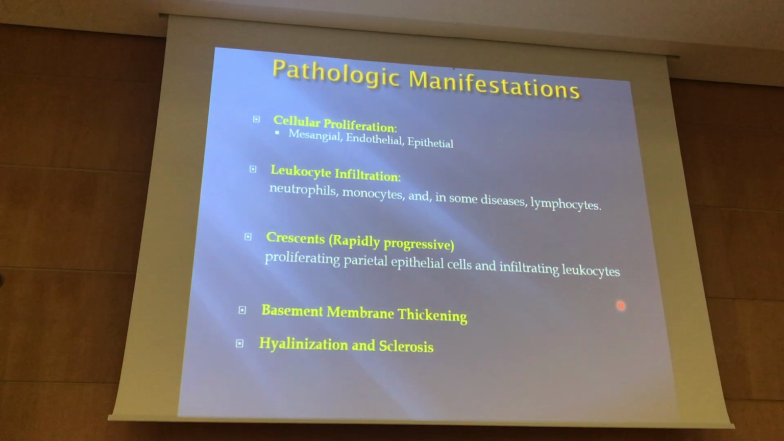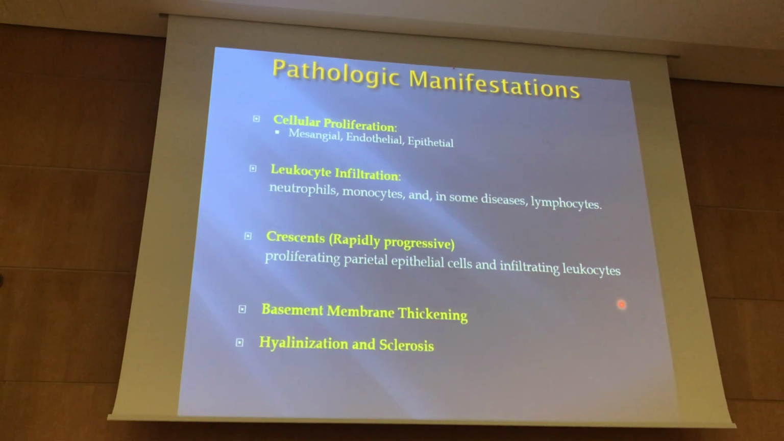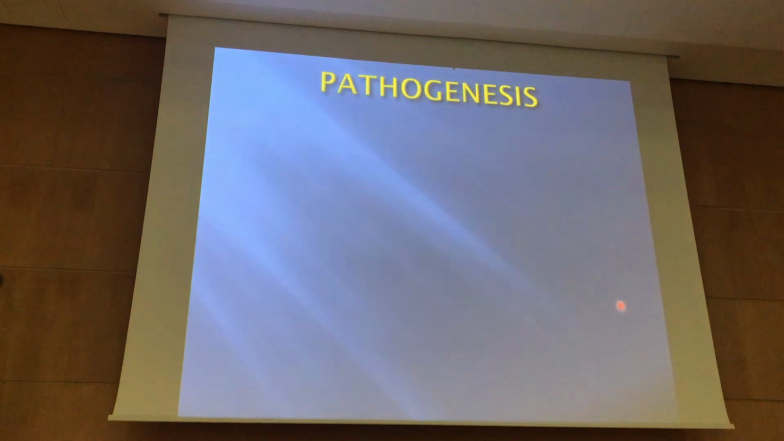Then we have basement membrane thickening, which we will discuss tomorrow in the membranous one, and hyalinization and sclerosis. This is fibrosis of the kidney. This is the end result of that.